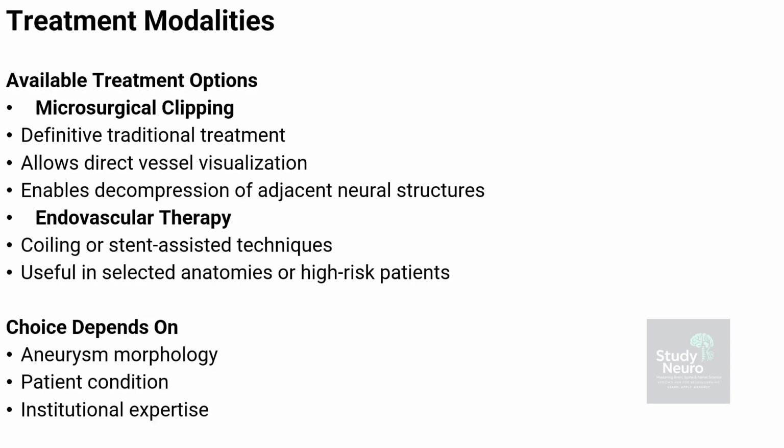Endovascular therapy uses techniques such as coil embolization or stent-assisted procedures to occlude the aneurysm from within the vessel lumen, and this approach may be particularly useful in patients with difficult surgical anatomy or increased operative risk. Patient selection is critical. The final treatment decision depends on aneurysm morphology, the patient's overall clinical condition, and the experience available within the treating institution, since technical expertise strongly influences procedural safety and long-term outcomes. Each case requires careful evaluation.